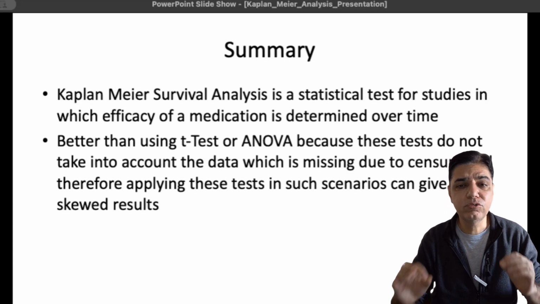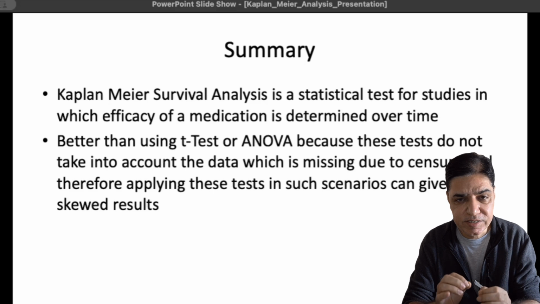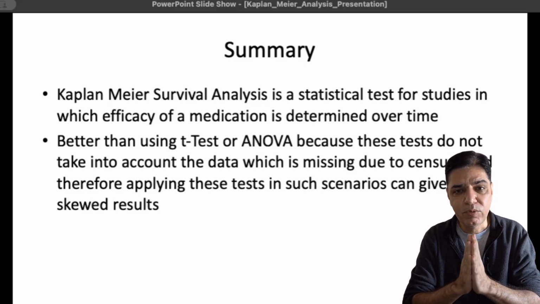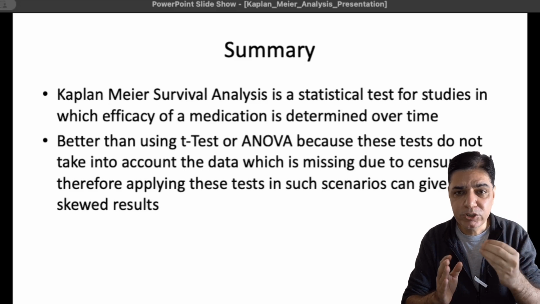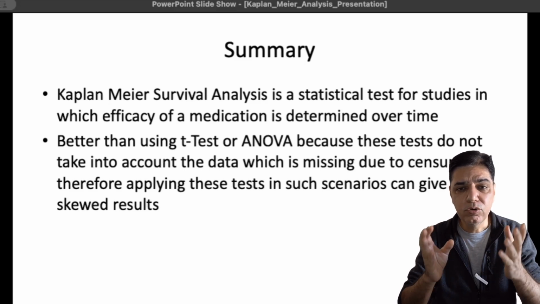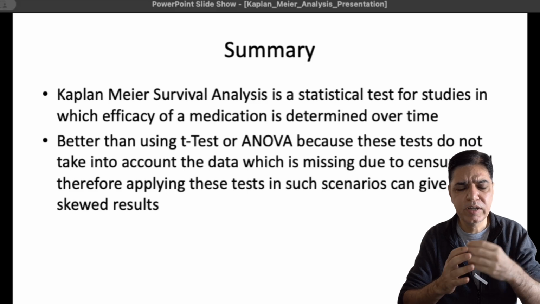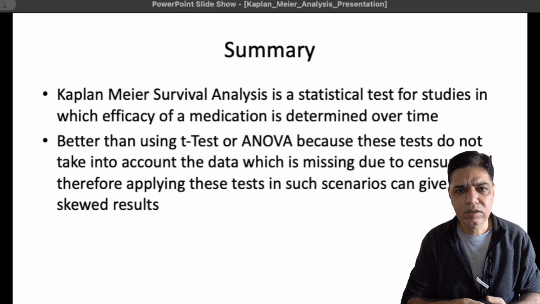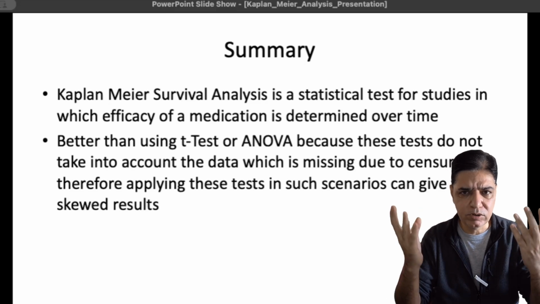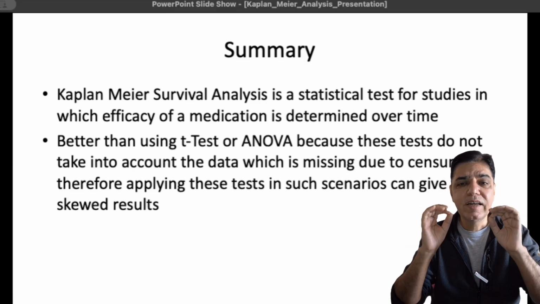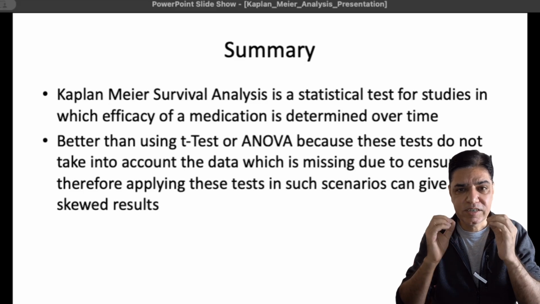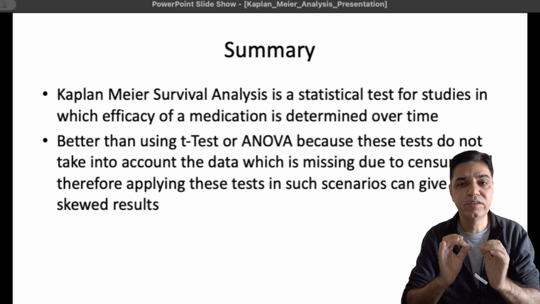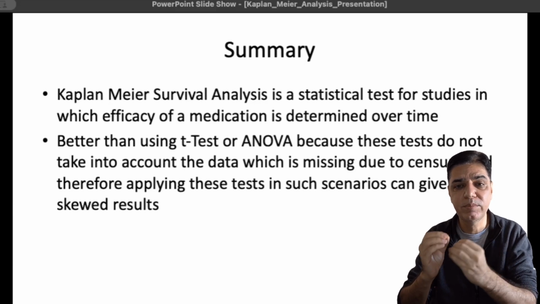So to summarize, it's a statistical test for studies in which the efficacy of a medication is determined over time. So not only in asthma, in any other chronic condition, if you want to compare two groups or more than two groups as well, for example, you can have one group of beclomethasone, one group of montelukast, and a third placebo, where nothing is given, and you can compare three groups as well. So Kaplan Meier survival analysis is a very good test for studies in which the efficacy of a medication or an intervention is determined over time.